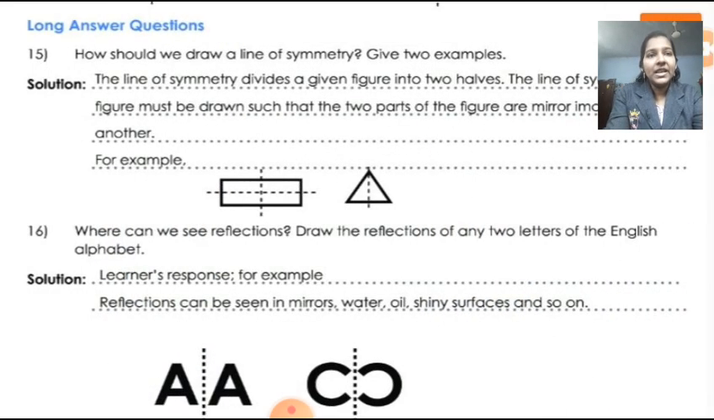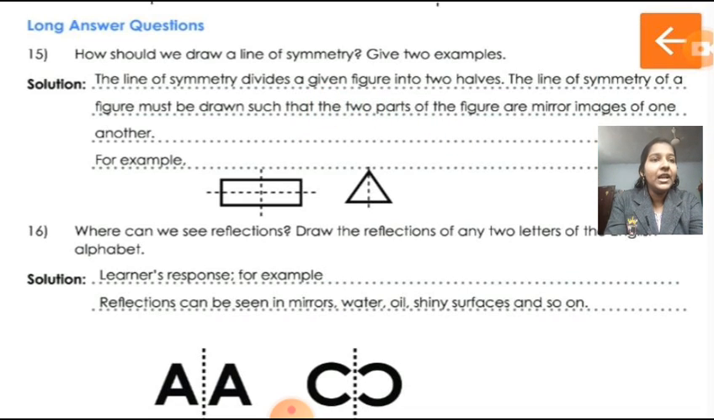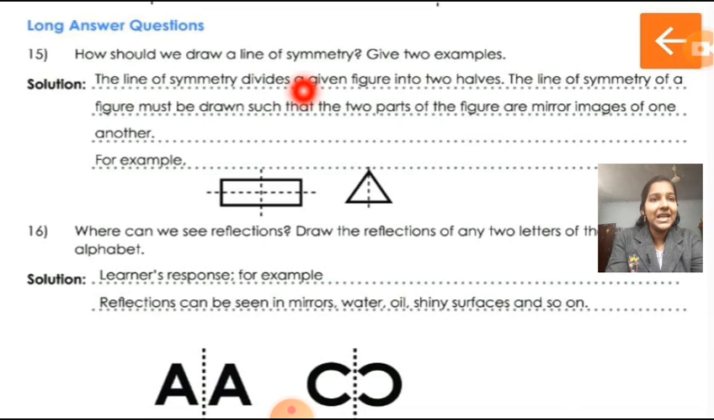Now the next question, question number 15. How should we draw a line of symmetry? Give two examples. Children, tell me how we can draw a line of symmetry. The line of symmetry divides a given figure into two halves. The line of symmetry of a figure must be drawn such that the two parts of the figure are mirror images of one another. For example, a rectangle is drawn here and a triangle. So this way we can do it, isn't it? So you can answer like this, children.